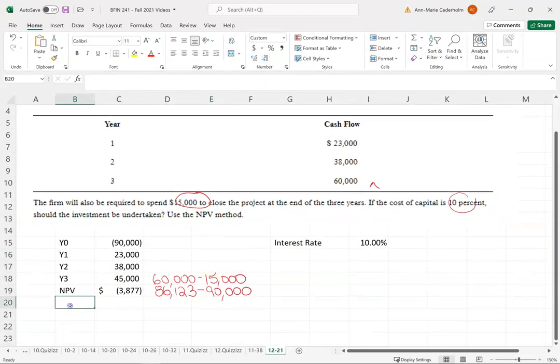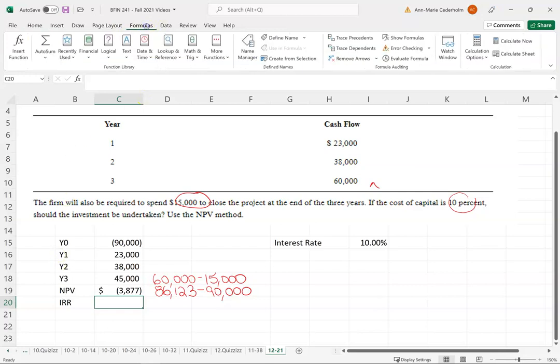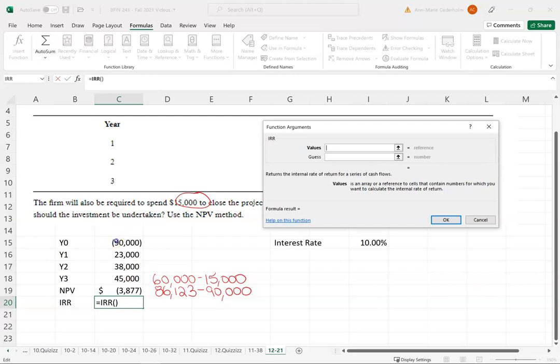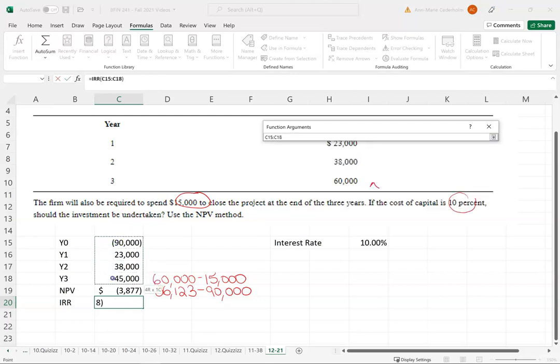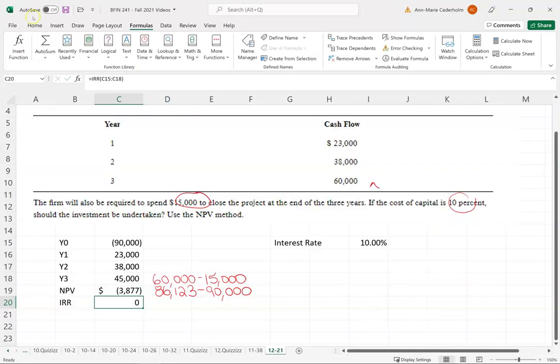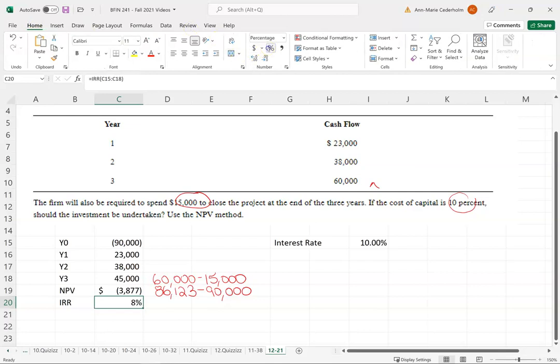Okay, so the next one that we'll look at is the internal rate of return. Now I'm just going to calculate this first and then I'll show you what it means. So it's very easy. Once you calculate the net present value, you can go back up to the formulas and go to the financial calculator and just scroll until you find IRR. And this time we're going to highlight all of our cash flows. So the initial investment plus the 3 years of cash flow. And then just go okay. And because this is shown as a percentage, we'll want to hit the percentage button and just go to 2 decimal places. But you can see there's more numbers in there.